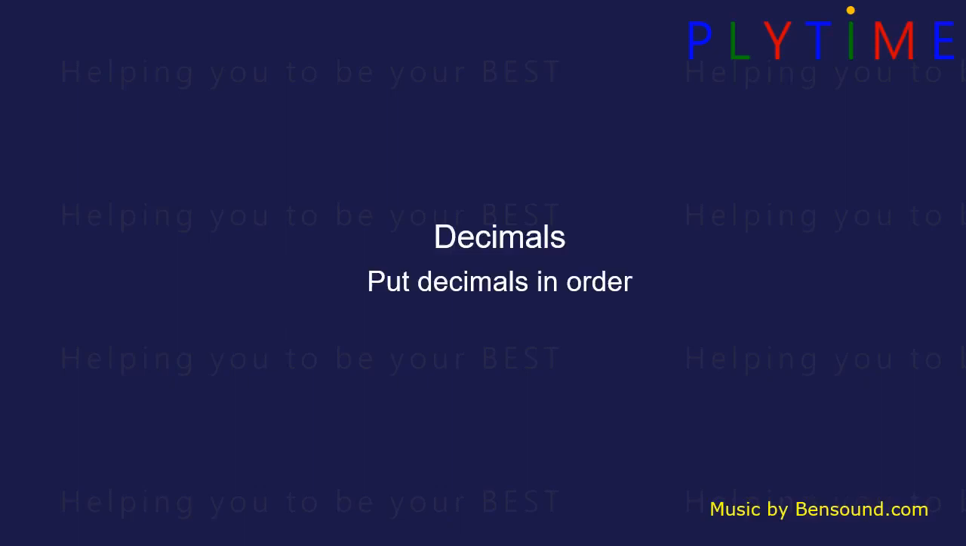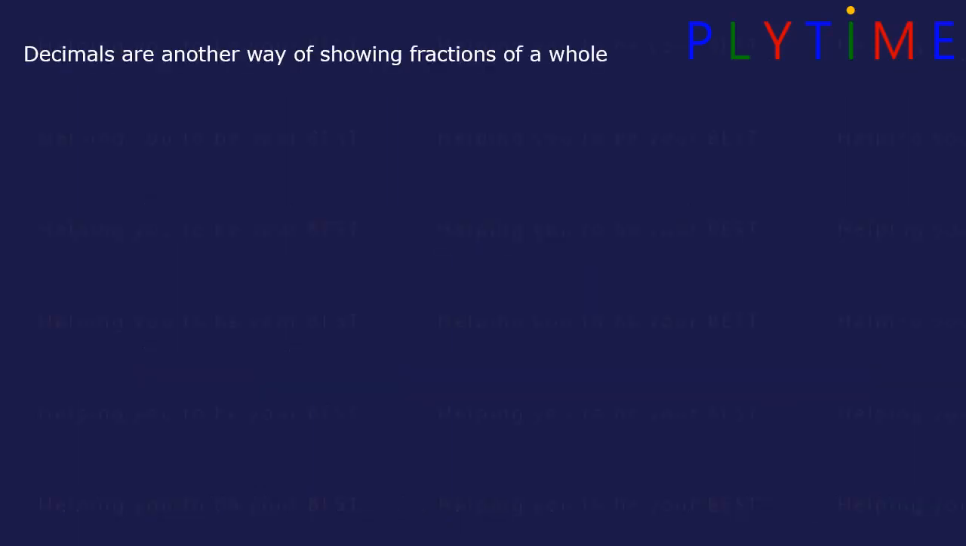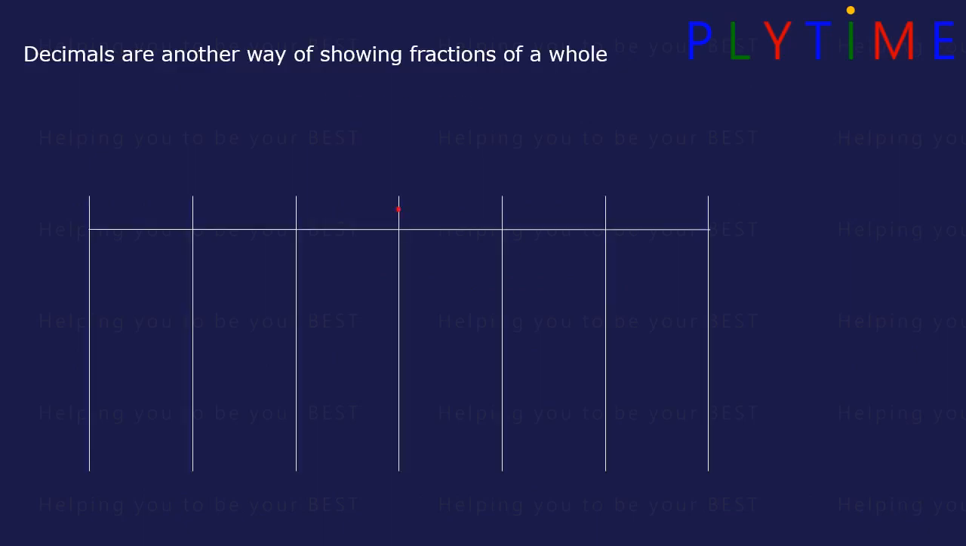Decimals. Put decimals in order. Decimals are another way of showing fractions of a whole. The decimal point splits the whole numbers from part numbers.